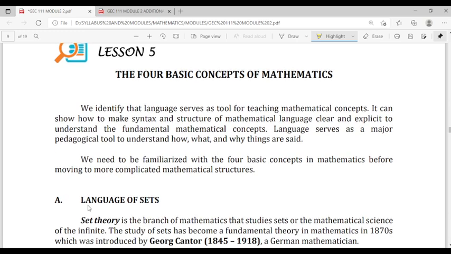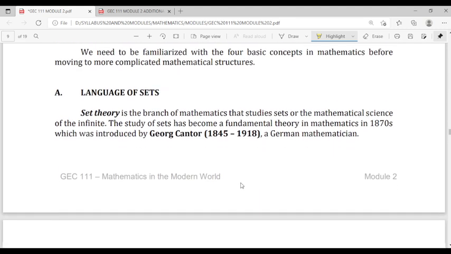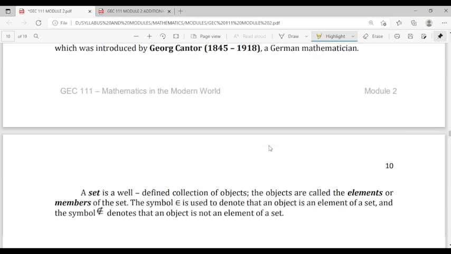So, in lesson 5, we have the 4 basic concepts of mathematics. First, the language of sets. Set theory is the branch of mathematics that studies sets or the mathematical science of the infinite. The study of sets became a fundamental theory in mathematics in 1870, which was introduced by George Cantor, a German mathematician.